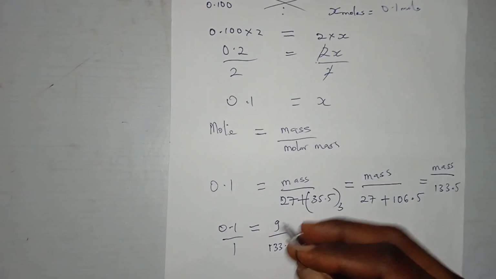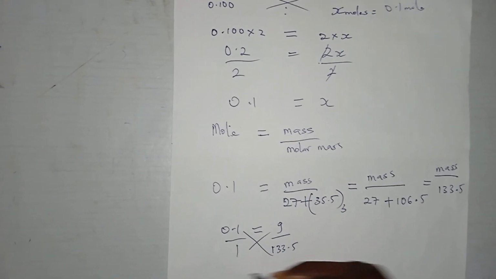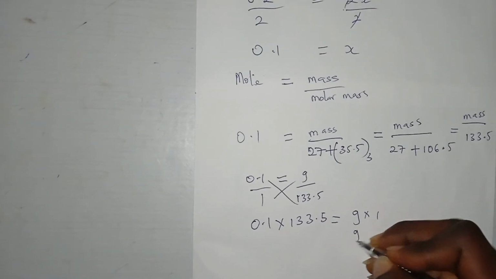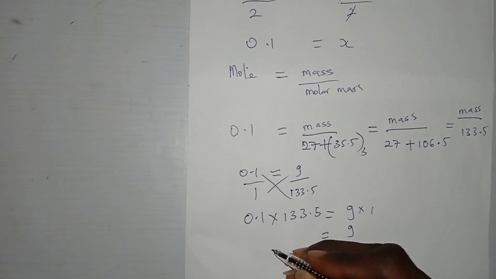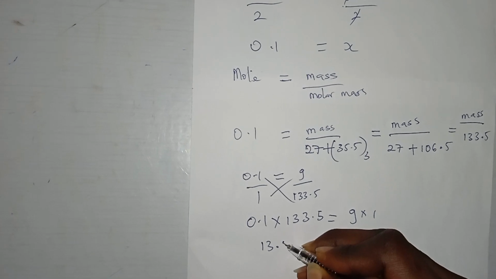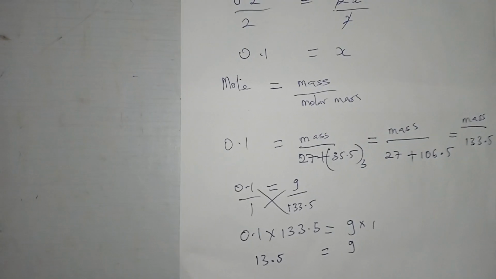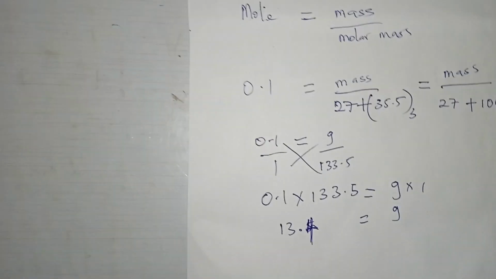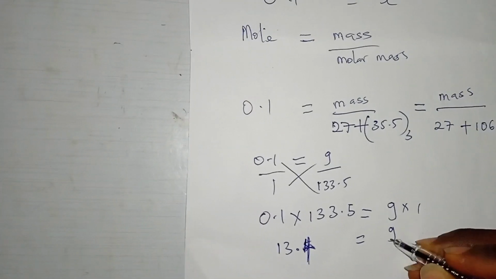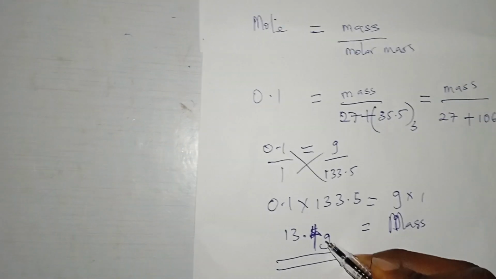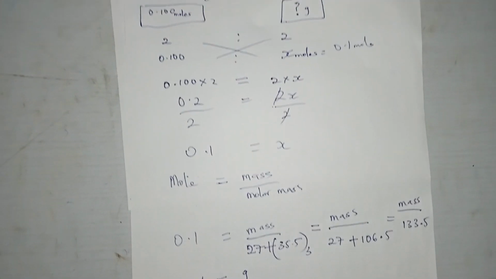So anything standing on this one is over 1, cross multiply, you have that this is the same thing as 0.1 times 133.5 equals gram times 1. So the gram of it is going to give us 13.35. It should be 13.4 actually. So that means this is the gram of this that we'll have. So the mass equals 13.4, and you know that the unit of mass is gram. So that is how you go about it.